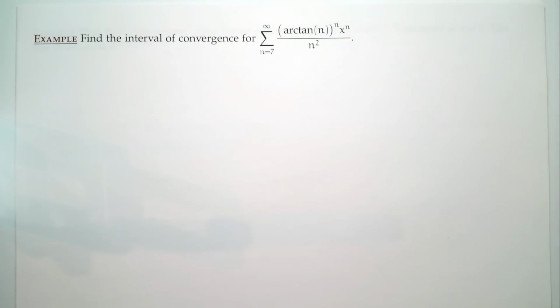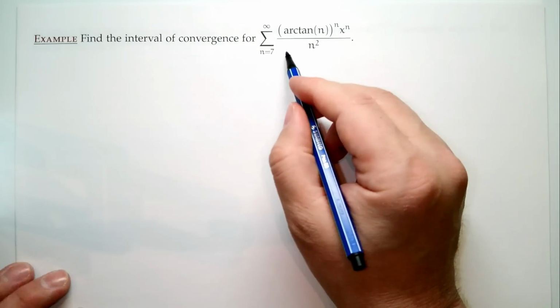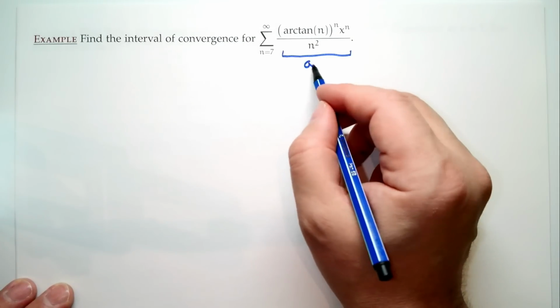find the interval of convergence. Summation from 7 to infinity, arctangent of n to the n times x to the n over n squared. All right, well, I think there's a particular test that should work pretty well here, which is the root test. So let's do the root test. So that's our a sub n.